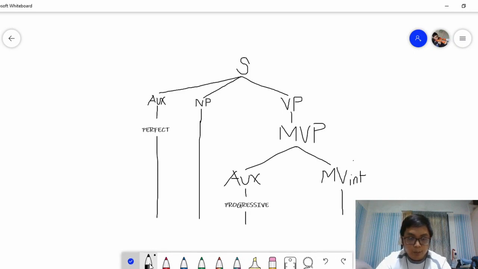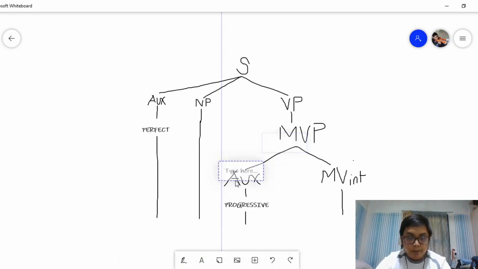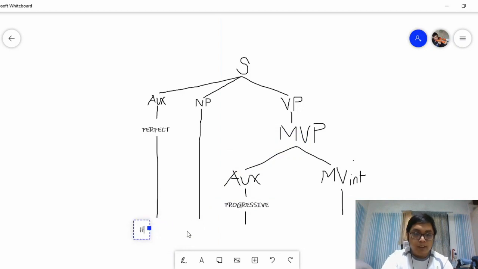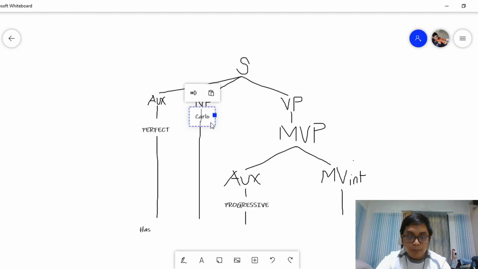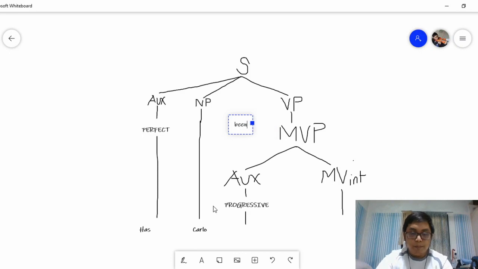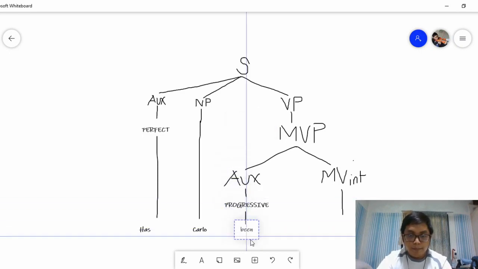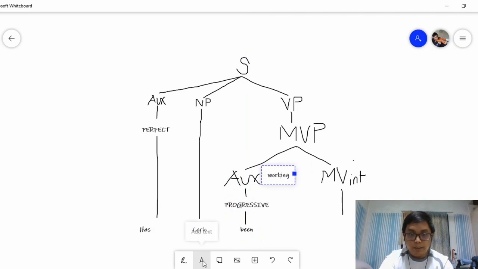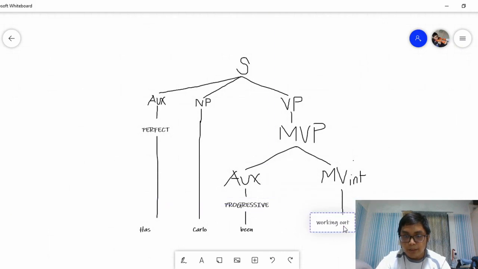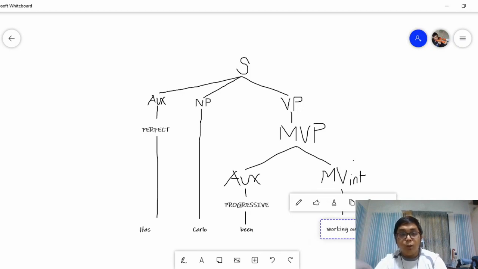Alright, so finally we are to write the following words for the sentence. As, then another one here, Carlo. Then next one, Jin. Then the last one, working out. Okay, so there you have it. You have your following words for the sentence, has Carlo been working out? So essentially that is how we do it here.